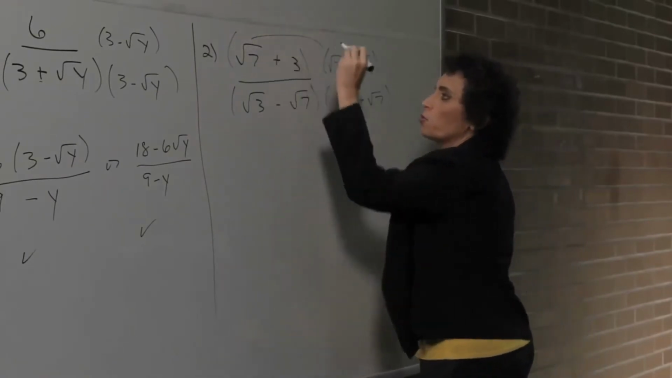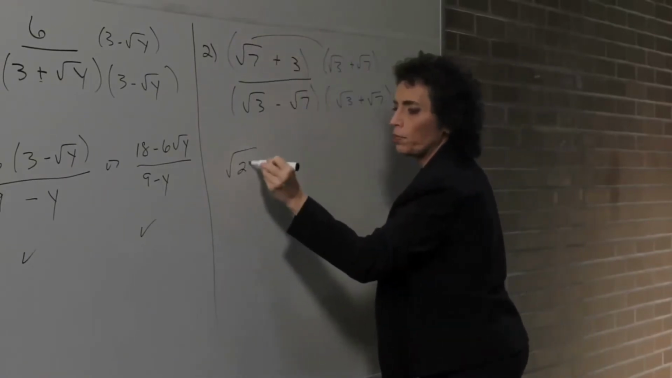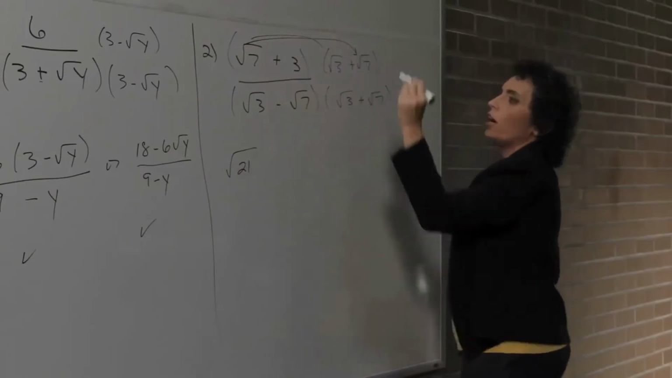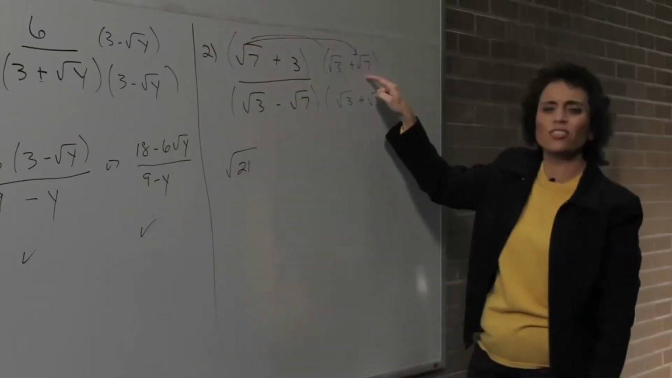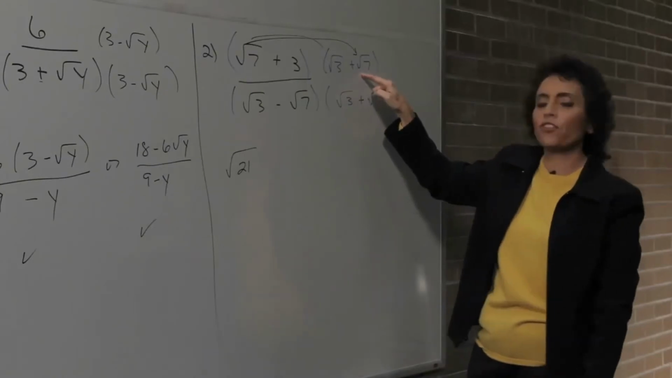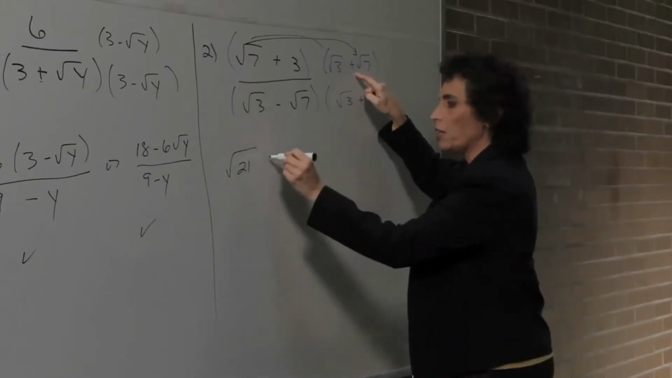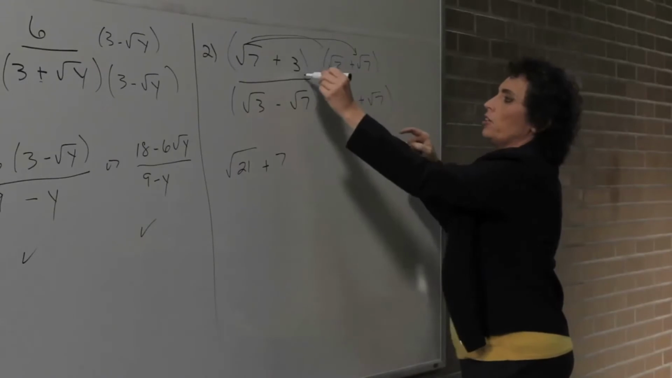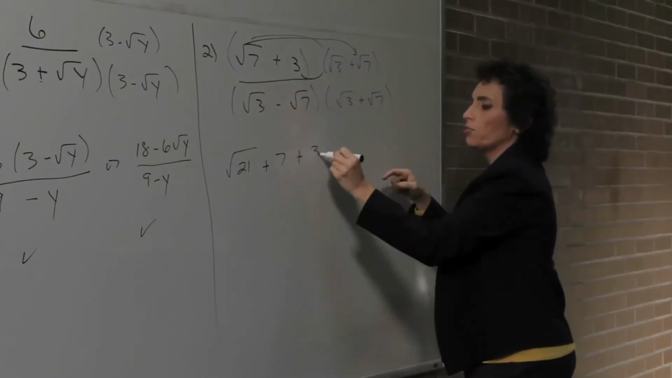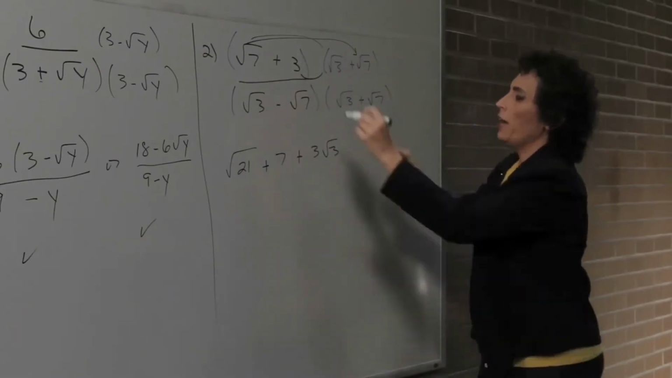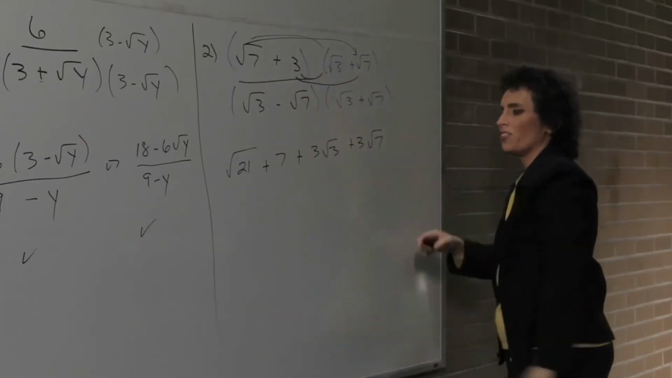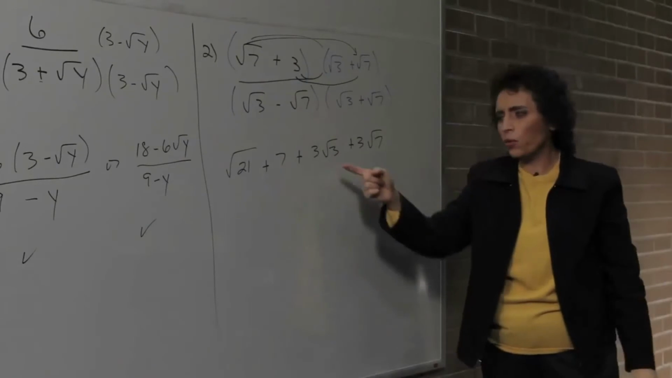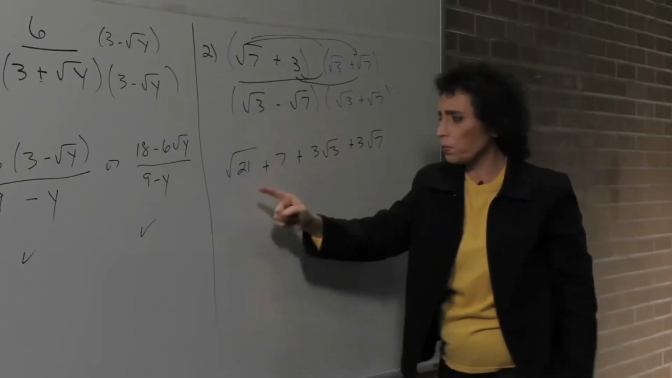Square root of 7 times square root of 3 is the square root of 21. Square root of 7 times the square root of 7. Let's talk about that. Square root of 7 times the square root of 7 is the square root of 49, and the square root of 49 is 7. So that's plus 7. Square root of 3 plus 3 times the square root of 3. And finally, plus 3 times the square root of 7. This is ugly. Nothing we can do. None of these can be simplified.